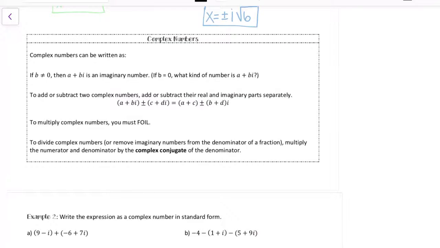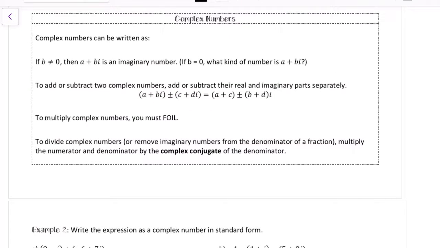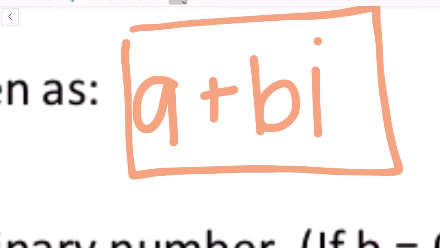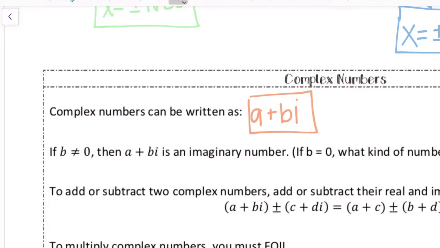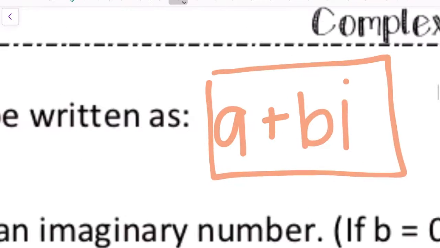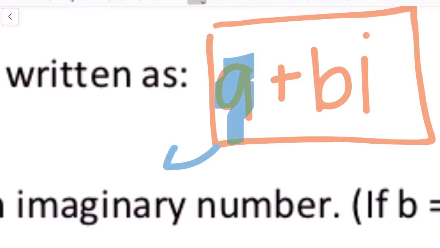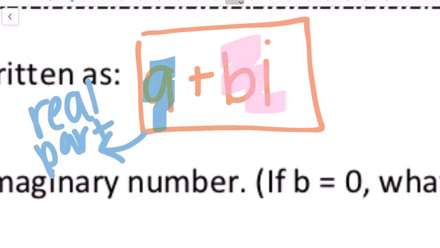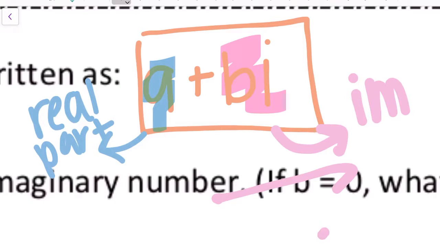Okay, now we can do operations with complex numbers. We can add, subtract, multiply, divide them. Complex numbers can always be written as a plus bi, and this is standard form for a complex number. Complex numbers have a real part, so the a would be the real part, and then your bi is your imaginary part.